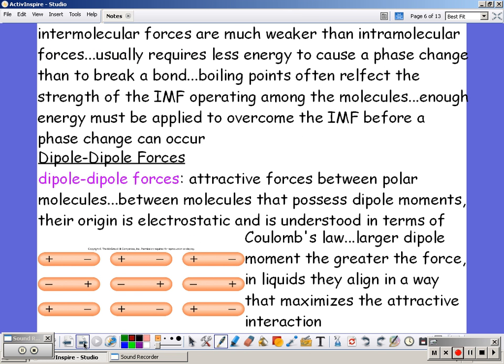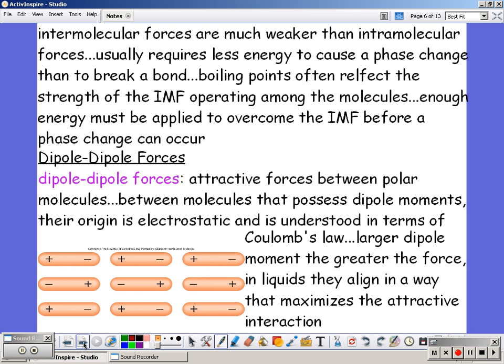Intermolecular forces are much weaker than intramolecular forces. It usually requires less energy to cause a phase change than to actually break the bond. Boiling points often reflect the strength of the intermolecular force operating among the molecules. So enough energy has to be applied to overcome the intermolecular force before a phase change can occur.